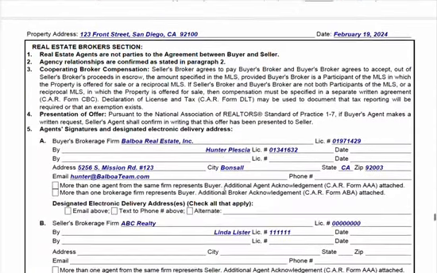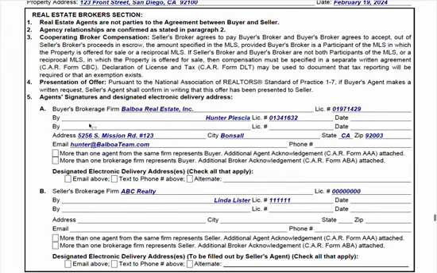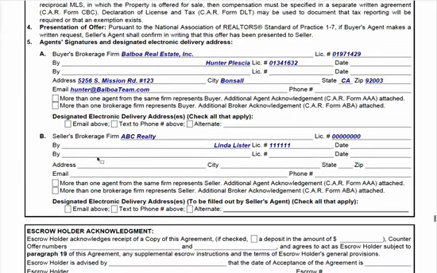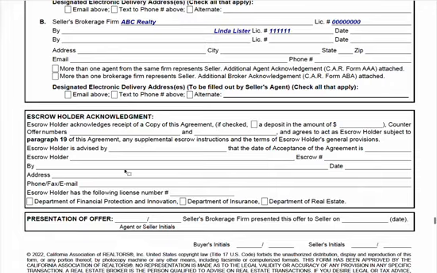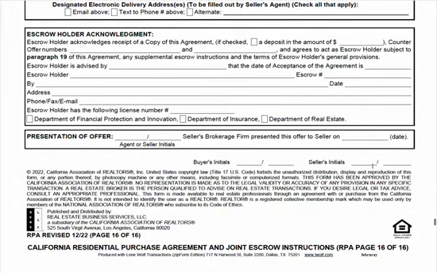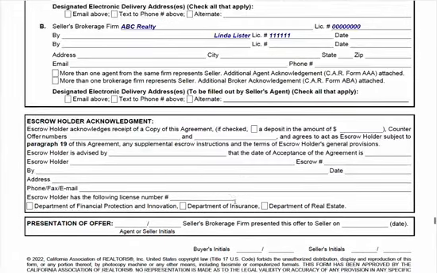All right, so then this is where you're going to sign as a real estate agent. You're going to sign here, and the listing agent is going to sign down here, and eventually escrow is going to put their info here, and both parties are going to initial once all this is filled out.